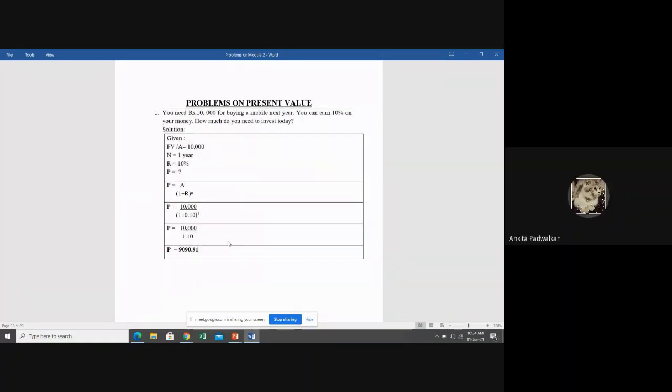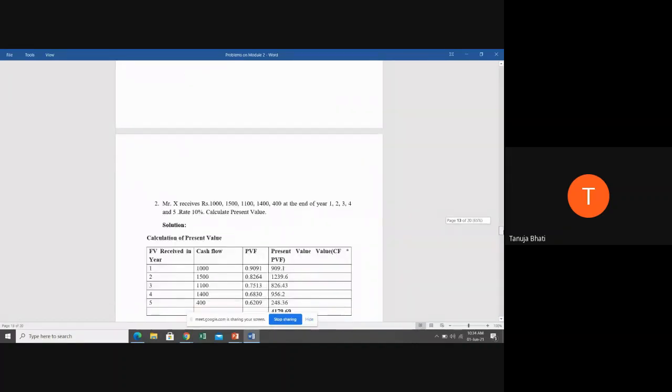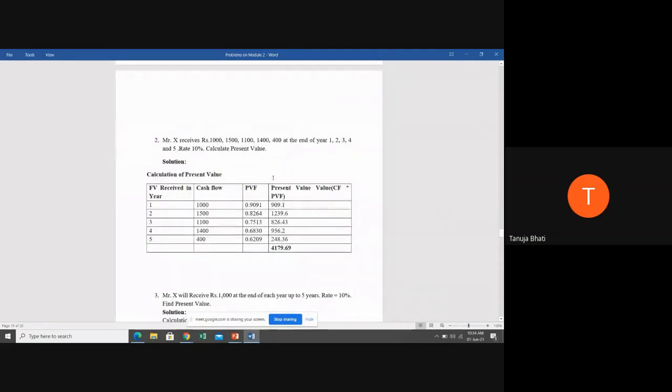Yes, ma'am. Okay, suppose this N was 2. For example, if this was 2, which particular table would we use to find out the present value factor? Third. Very good, students. You all are correct. We have to use table number 3, because it is a single cash flow. Okay. Let us move ahead to problem number 2.